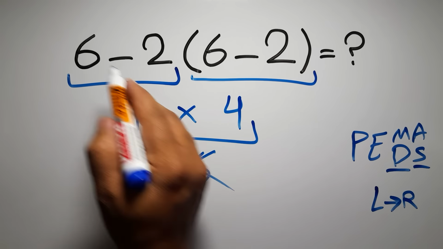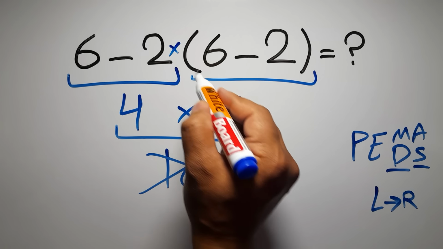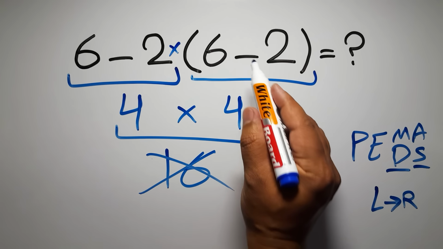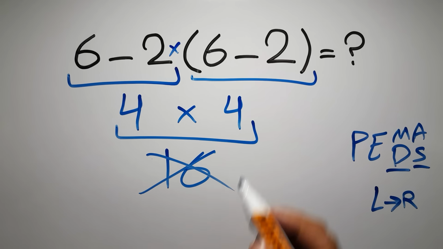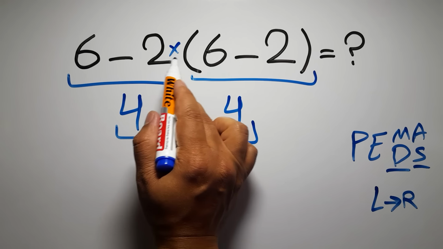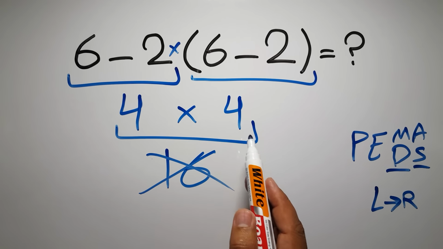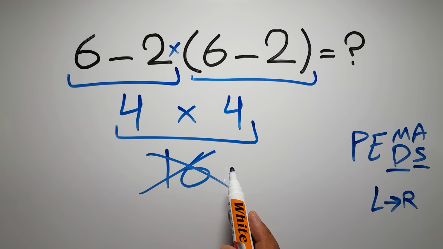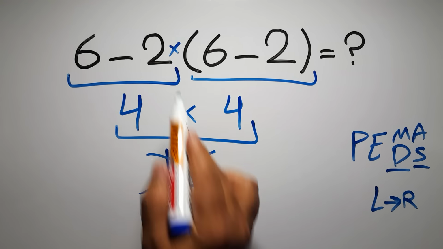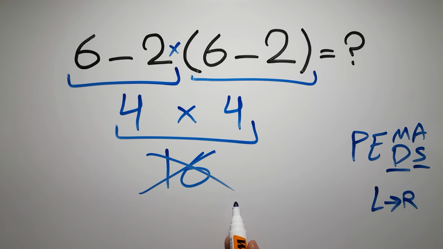In this expression, we have one subtraction, one multiplication, and one parenthesis. Inside this parenthesis, we have one subtraction. Here we have a multiplication because in mathematics, when a number is placed next to parentheses, it means multiplication. And we usually don't write the multiplication sign for brevity.